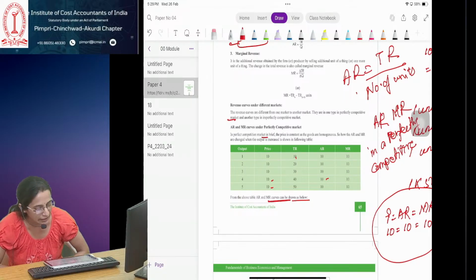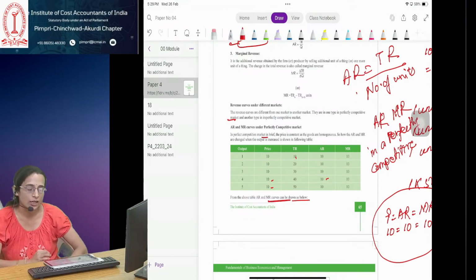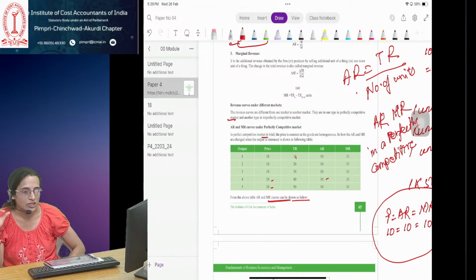A perfectly competitive market is a market in which all the products that are sold are homogeneous. It is not an ideal scenario, but the products sold are homogeneous and the price in that market remains constant. It does not change due to changes in the demand and supply or the buyers and sellers.